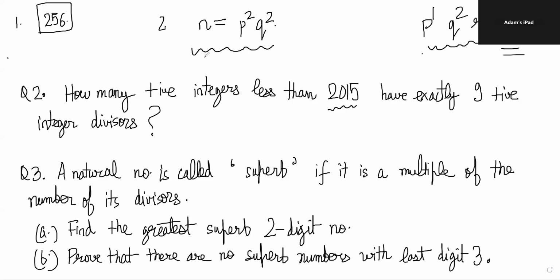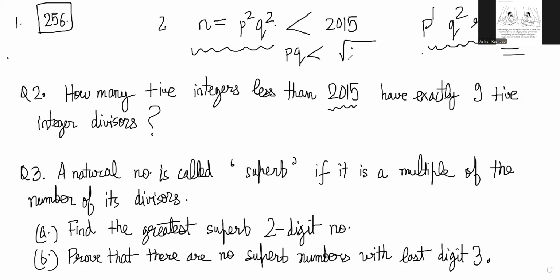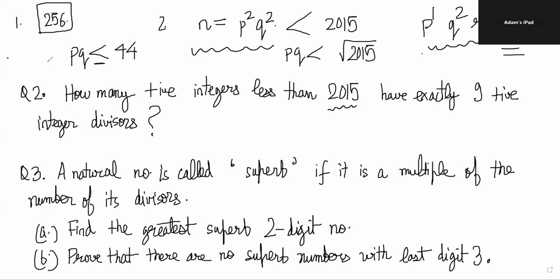So for P squared Q squared, you should make it less than 2015 somehow. So PQ should be less than the root of 2015, right? The root of 2015 will be between 44 and 45, correct? Yes, PQ should be less than or equal to 44. So now look at numbers less than 44 which are a product of two primes, P into Q, something like that.